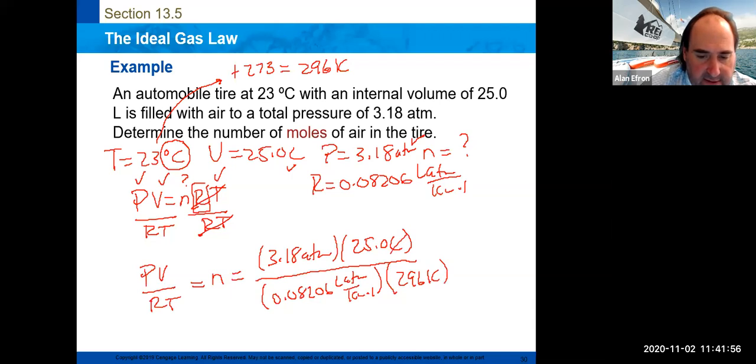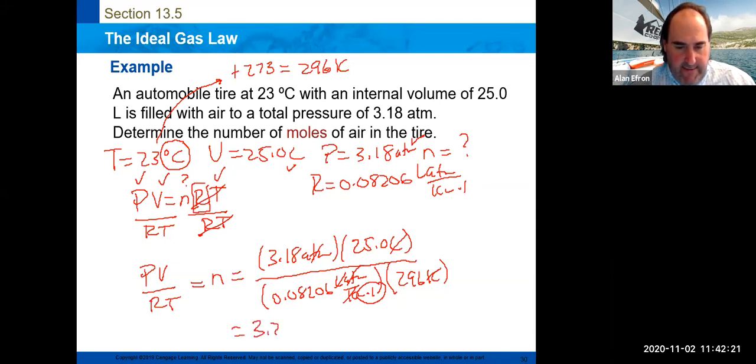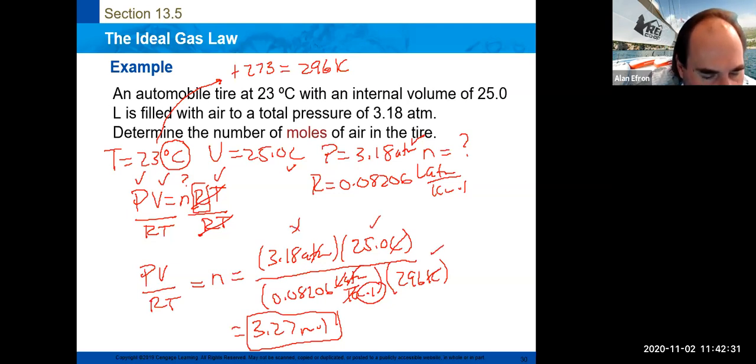In terms of units, liters cancel, atmospheres cancel, Kelvin cancel. We are left with moles, which comes up on top when you divide it. And it looks like we do end up with about 3.27 moles. And you can take your pick of any of these that have 3 sig figs as to why you should end up there in terms of the answer.